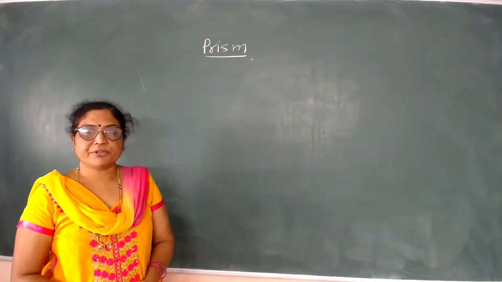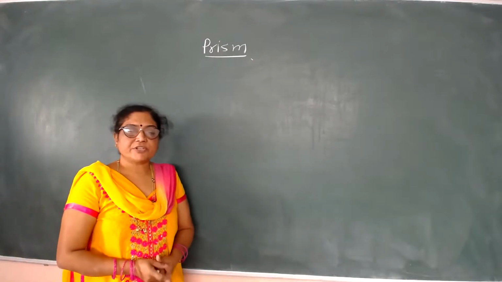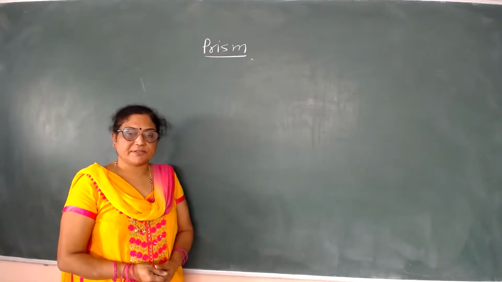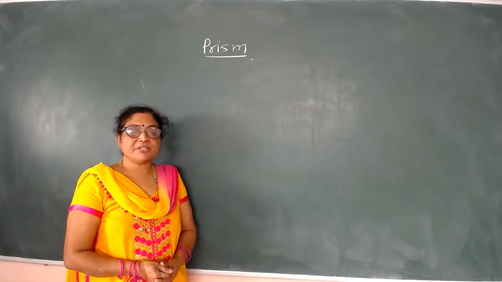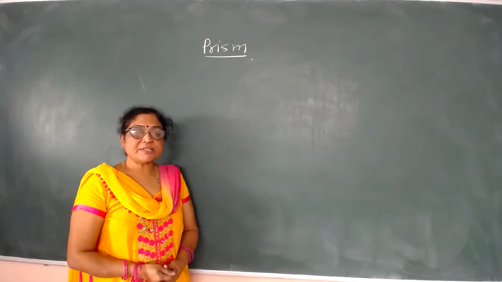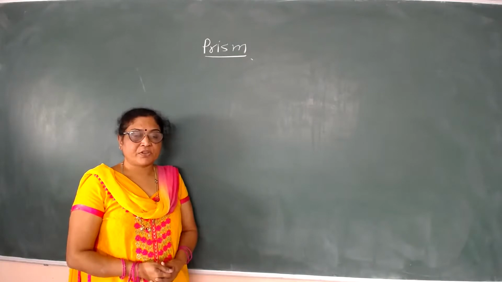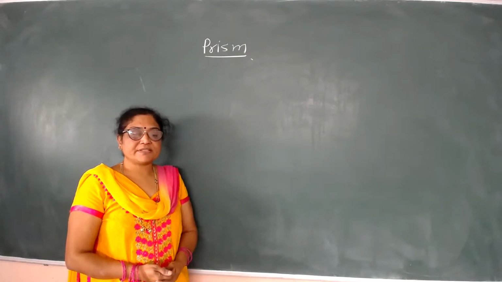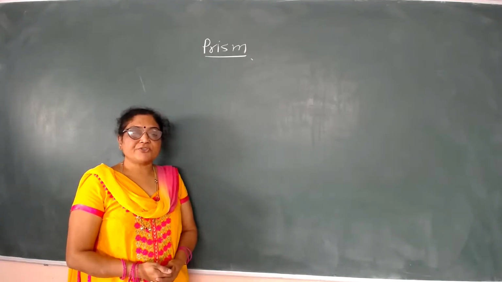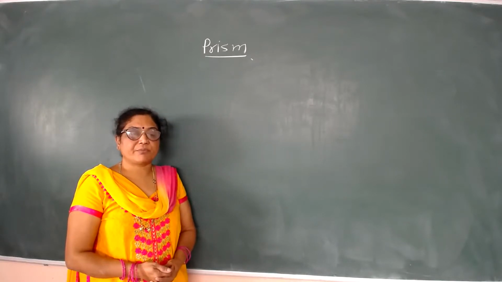Hello friends, good afternoon. In the last class, we studied refraction through the prism. We know that a prism is an optical medium bounded by two refracting surfaces and a base. When refraction takes place due to the prism, in the last class we derived the expression for the refractive index of a prism.